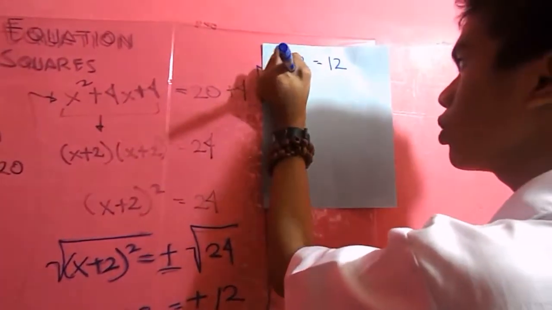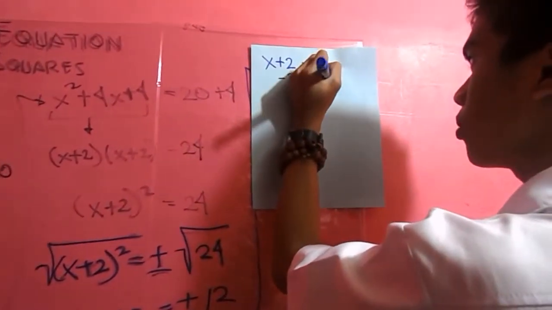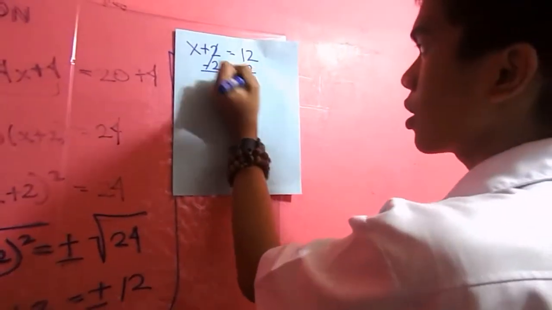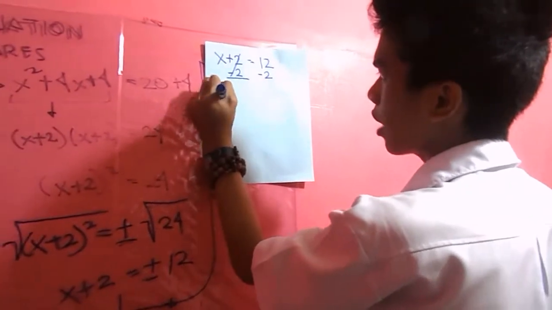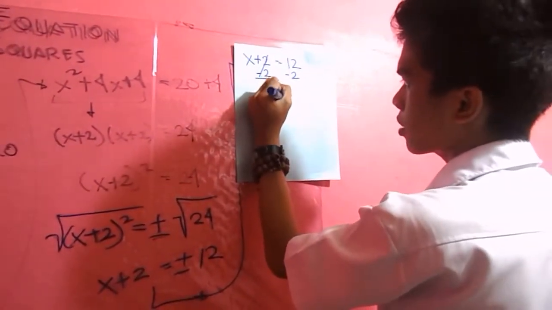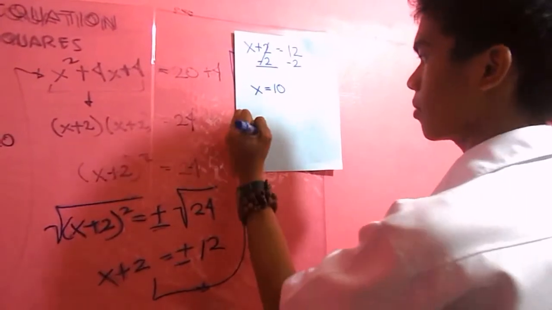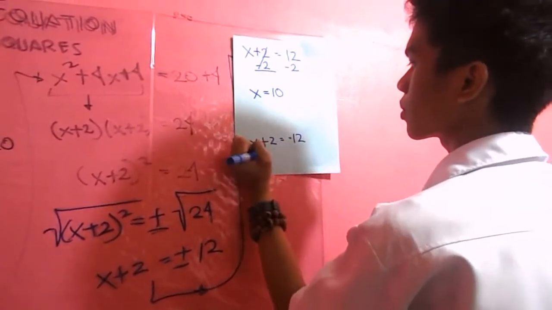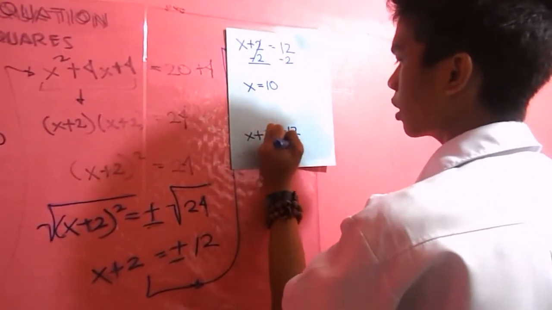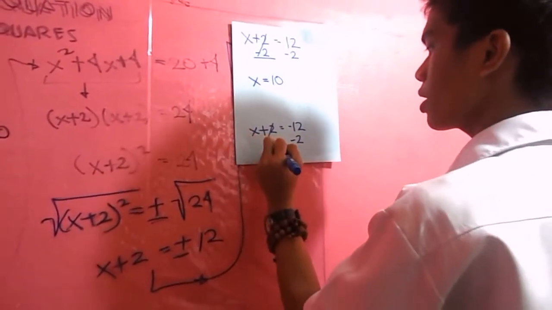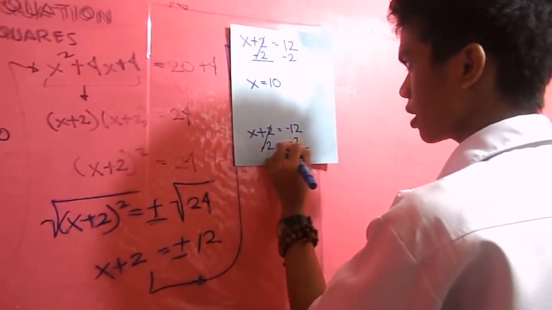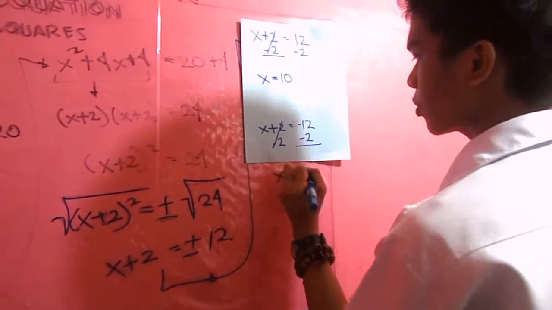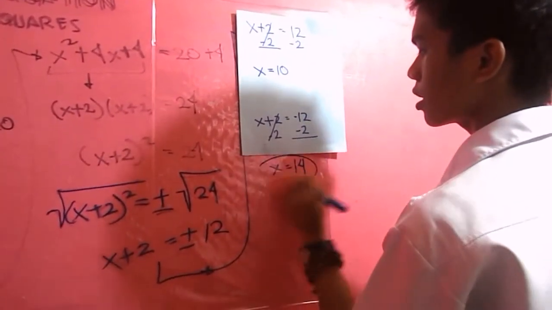All I need is to subtract 2. This is 0. Square root minus 2 gives the answer x. And solve it for negative. x plus 2 equals negative square root of 24. And subtract 2 again. This is 0. So this is the answer.